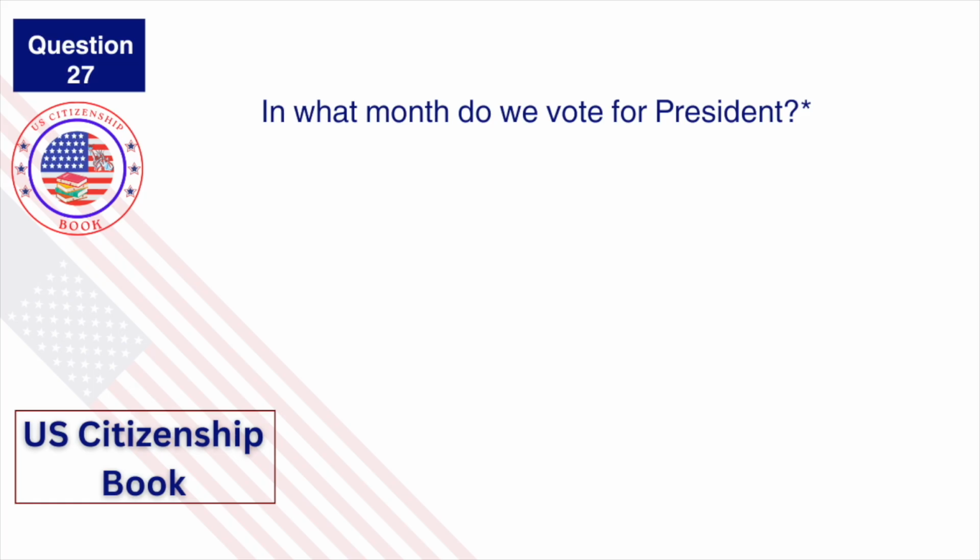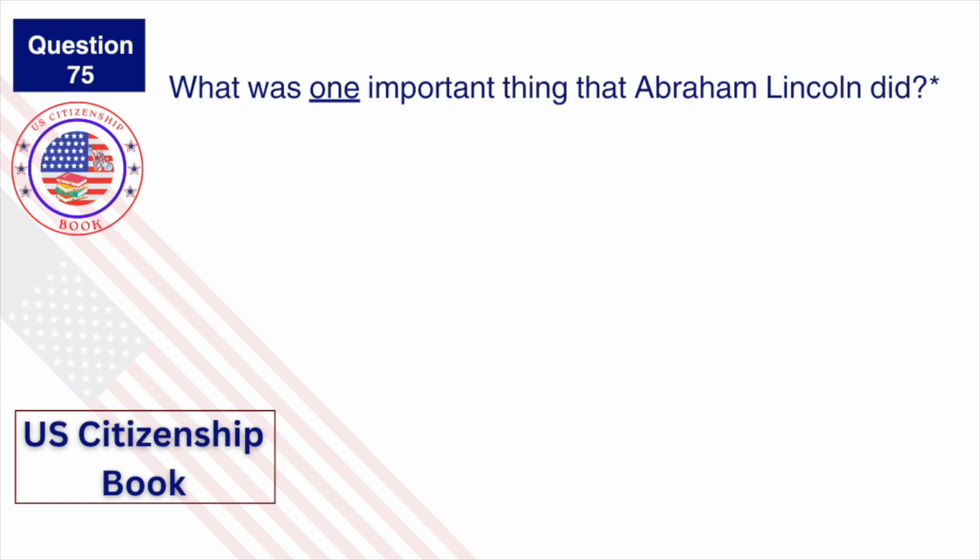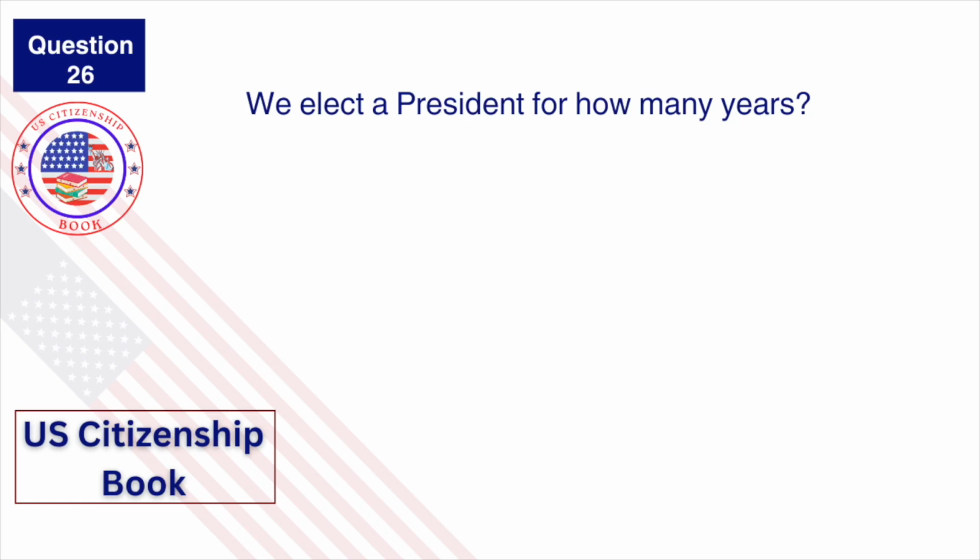In what month do we vote for president? November. Who is the father of our country? George Washington. What was one important thing that Abraham Lincoln did? Freed the slaves. We elect a president for how many years? 4.